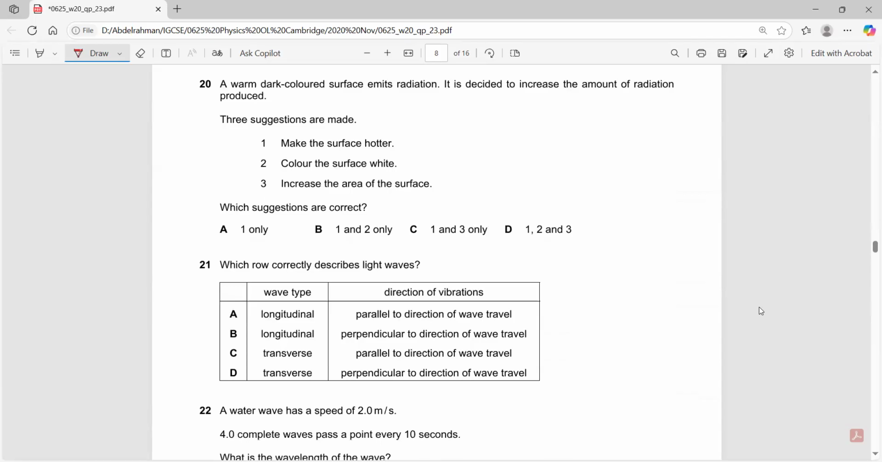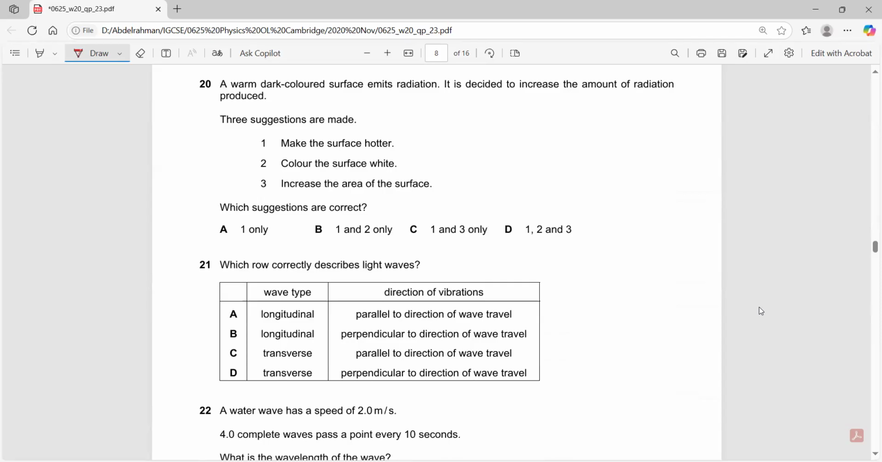A warm, dark-colored surface emits radiation. It is decided to increase the amount of radiation produced. Three suggestions are made. Which ones are correct? Make the surface hotter. Color the surface white. Increase the area of the surface.